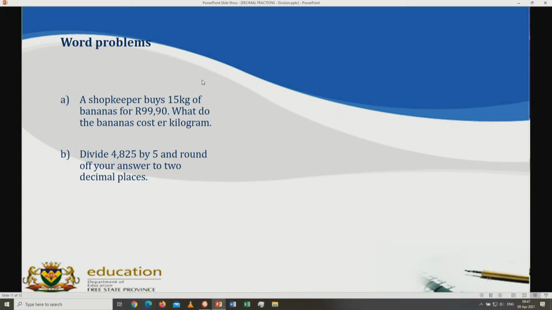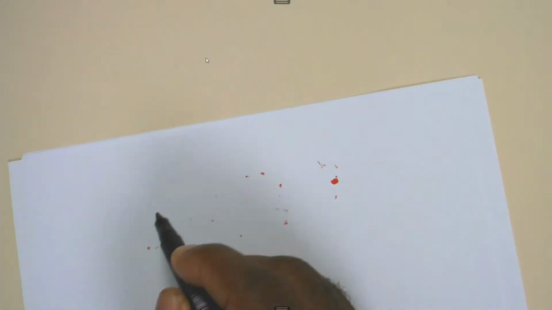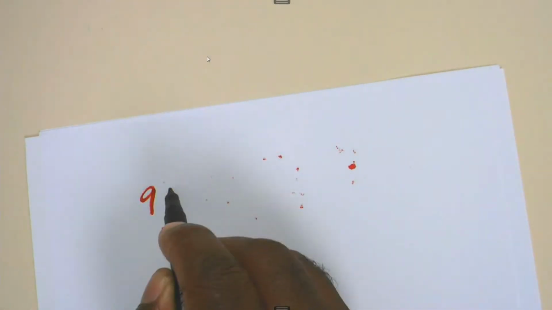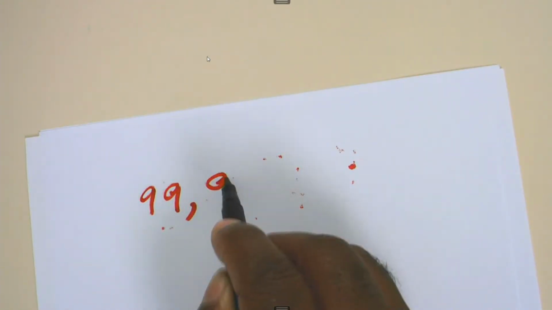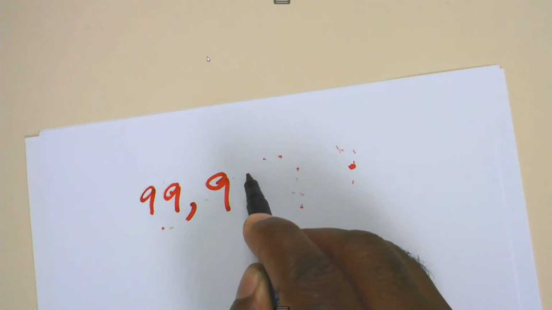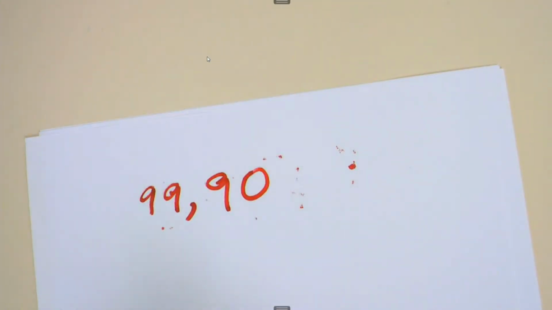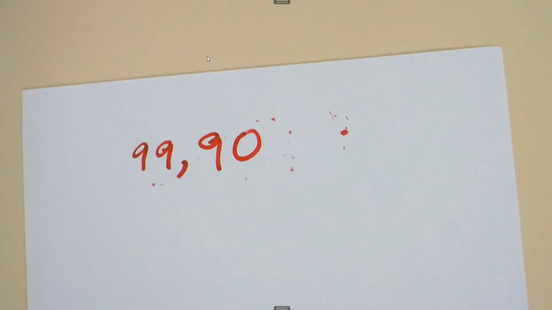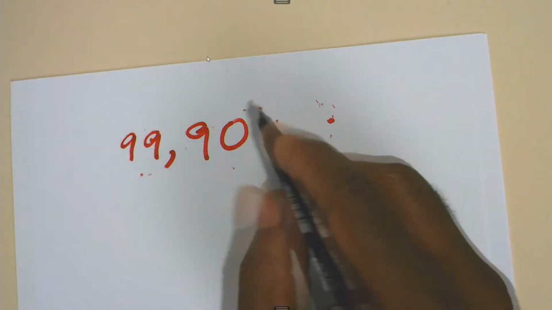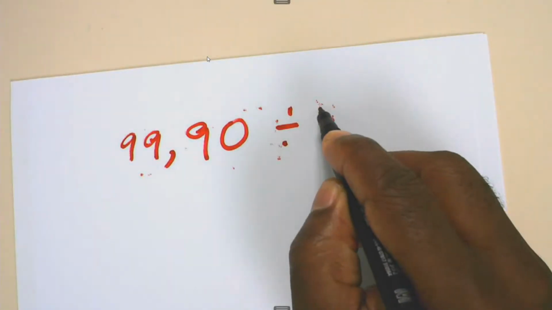So our number sentence will be R99,90. Let me see as to whether I got it right. Yes. It's 99 rand, comma 90 divided by 15.